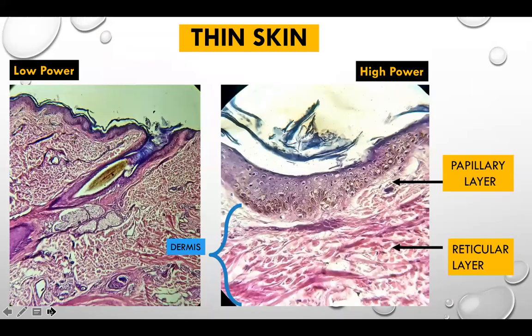Okay, let's go now to your thin skin. Your thin skin, its epidermis has only 4 layers: stratum corneum, stratum granulosum, stratum spinosum, and stratum basale. There is no stratum lucidum in the thin skin. The dermis of the thin skin has also 2 layers, the papillary layer and the reticular layer.